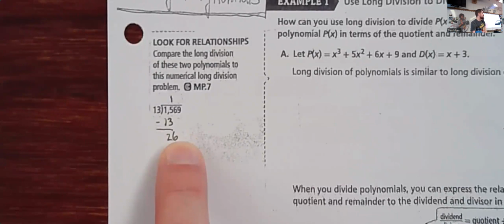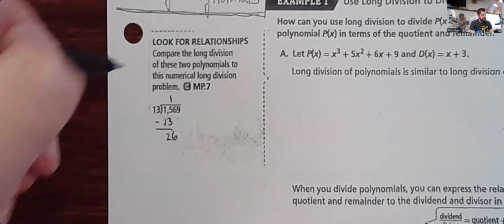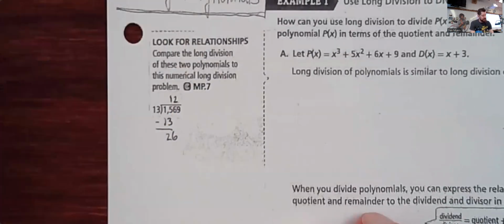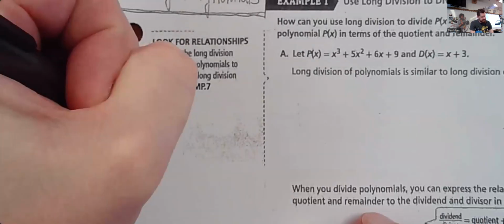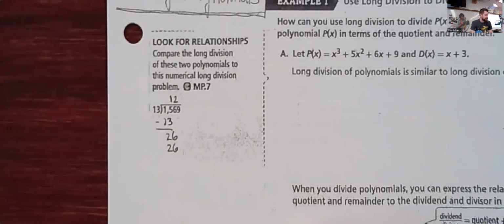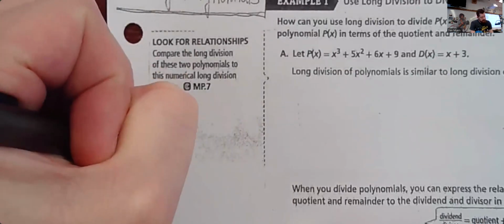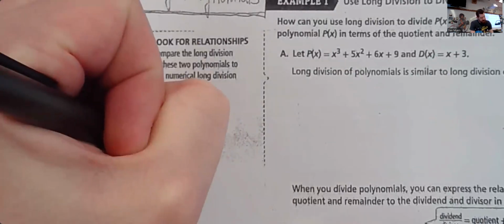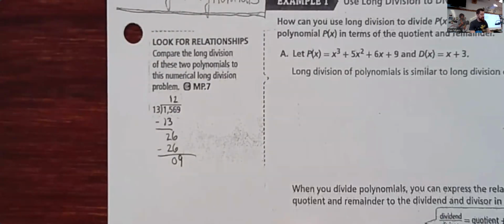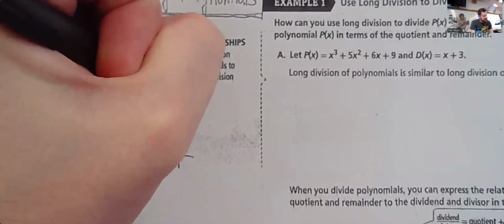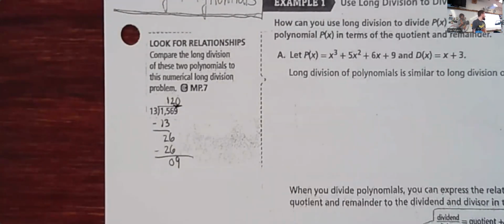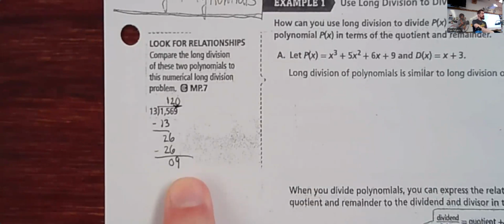13 goes into 26 how many times? Twice, okay. And 13 times 2 is 26. And so that's going to subtract with nothing left over. And if we bring down the 9, how many times does 13 go into 9? 0 times. Now, we're not going to keep going with decimals. We're just going to stop here, and we're going to have a remainder. And the remainder is 9, right?